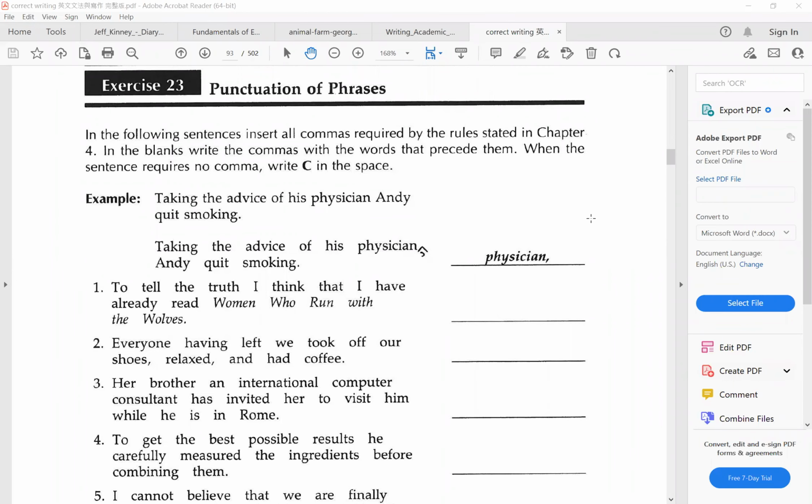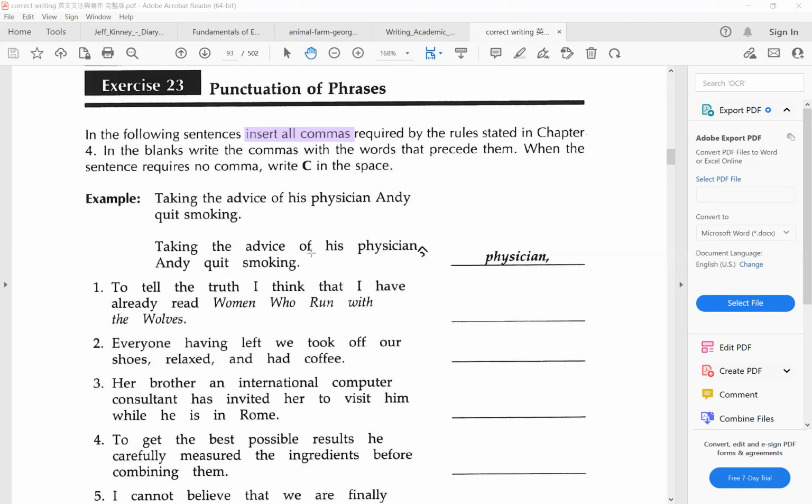All right, so now we're going to talk about punctuation of phrases. This requires our knowledge of 4 types of comma, which we've learned today: introducer, coordinator, inserter, and tag commas. If you've forgotten all about that, go back and review the lessons. But in the following sentences, we need to insert all commas required by the rules, okay? And when the sentences require no comma, just write a C or write a check mark, doesn't matter.